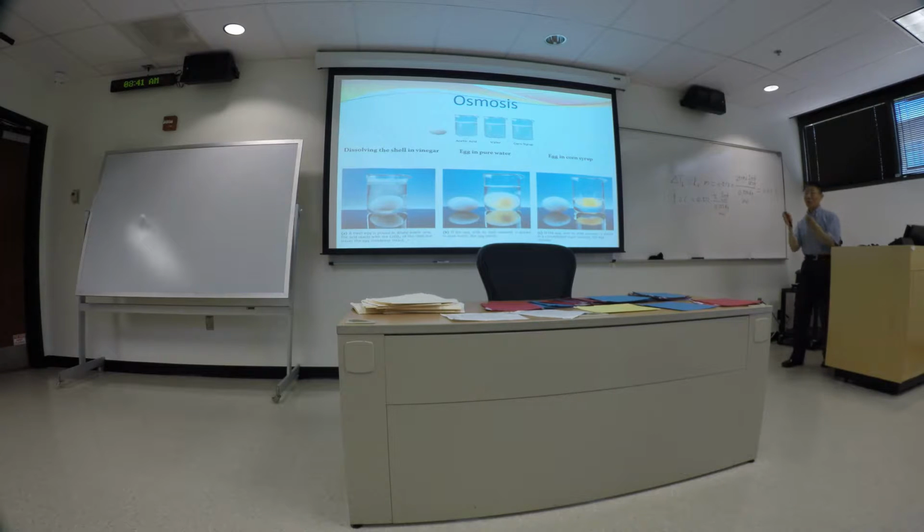Osmosis is when you have two different solutions, two different liquids, separated by a semi-permeable membrane, which only allows small molecules like water molecules to move in and out. If you put them together, separated by a semi-permeable membrane, the solvent will move from the higher concentration side to the lower concentration side in an attempt to equalize the concentration.